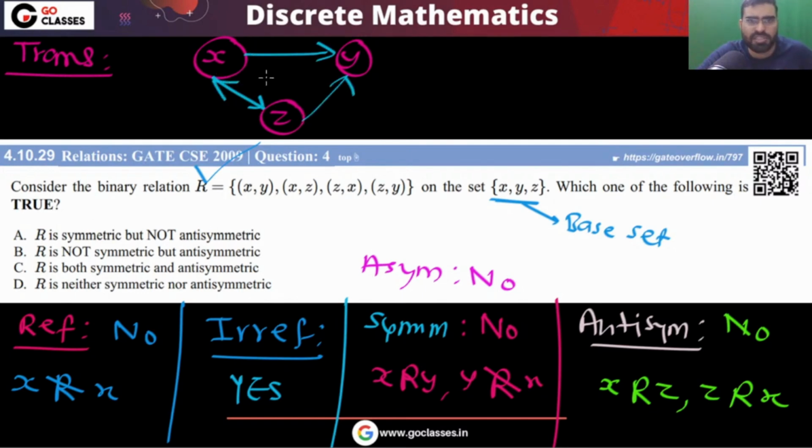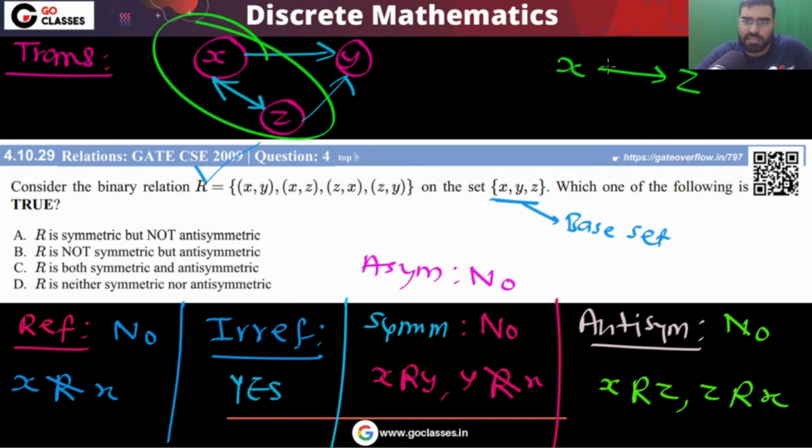See, easily you can see the violation here. Very easily you can see the violation. Look at this violation, because you can notice X related to Z, Z related to X. So transitivity says that X must have a self loop, Z must have a self loop, but that is not satisfied. So you can easily see this is not transitive.